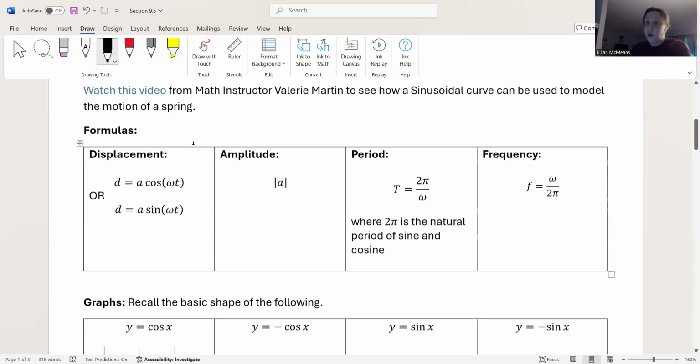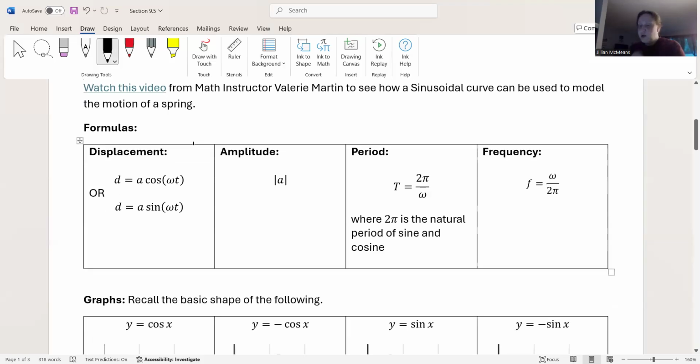Now, formulas. We need to know a few things here. We have our displacement formulas. That's essentially what we're finding. We're finding some function that represents the displacement d at some time t. So we're looking for these. You're definitely going to see them in function notation, so you would see something like this. They mean the same thing, so don't be alarmed by the different notation here.